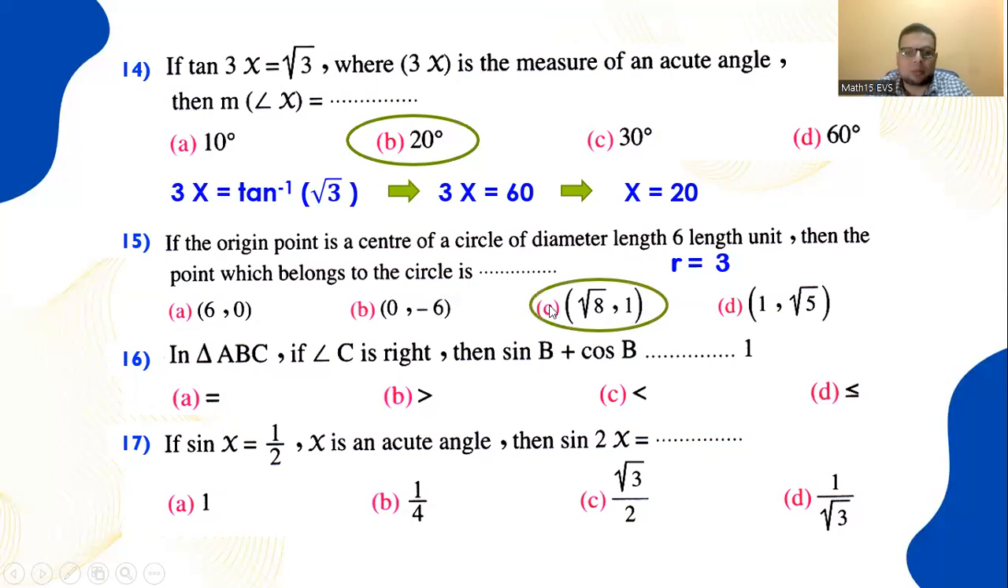Why? If you put (√8, 1) in the distance formula with the origin point (0, 0): √8 minus 0 will be √8. So √8 power 2, plus 1 minus 0 will be 1 power 2. You will get 8 plus 1 will be 9. Root 9 will be 3.